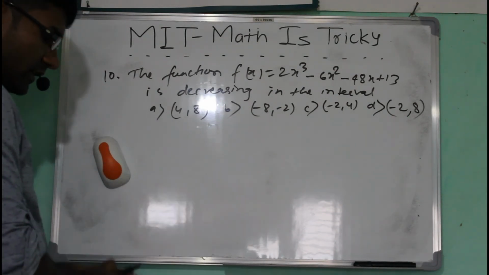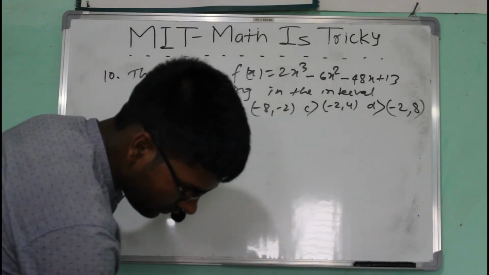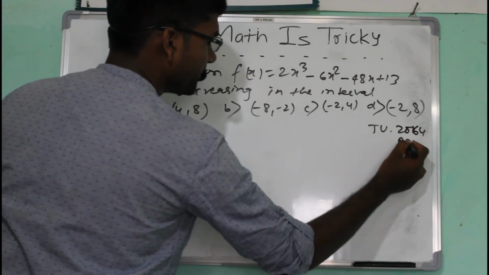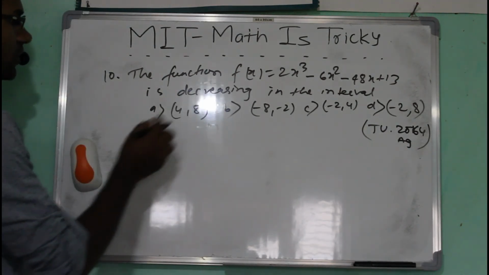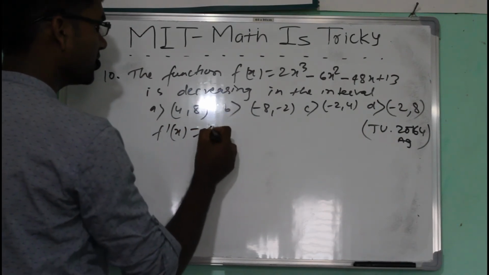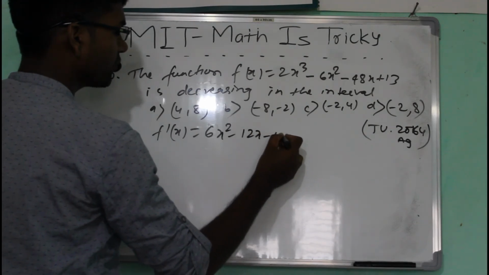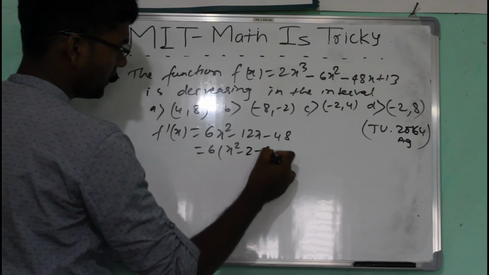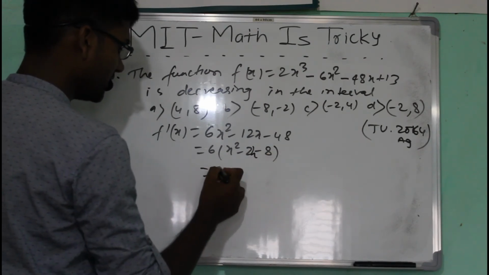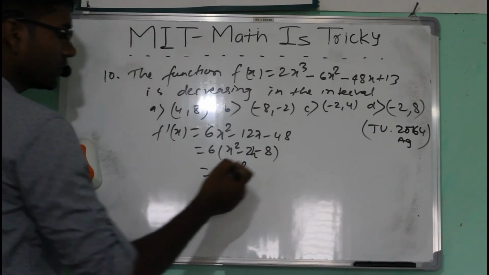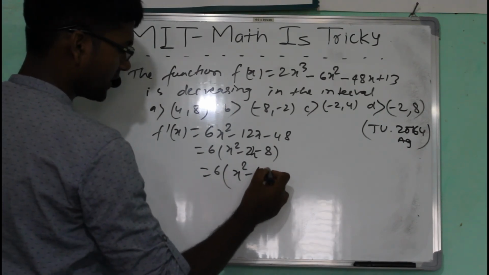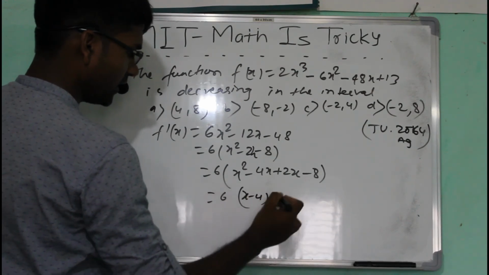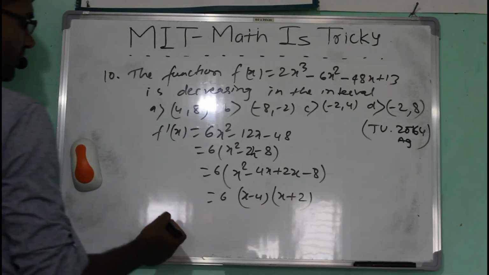We have to find in which interval the function is decreasing. This is a question from 2064 AG. As we have discussed already this type of problem, first you find f dash x. f dash x will be 6x square minus 12x minus 48. What is common here? 6. So take 6 common: 6 times x square minus 2x minus 8. If we factorize this, we get 6 times x minus 4 and x plus 2. So obviously our intervals are going to be determined by these.